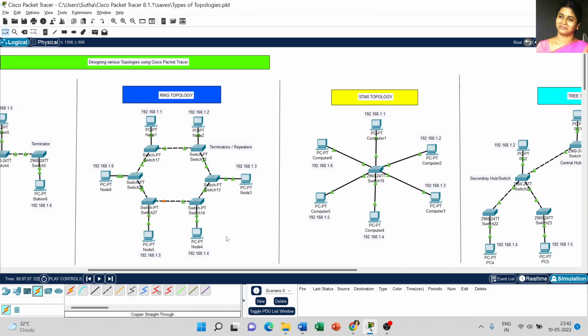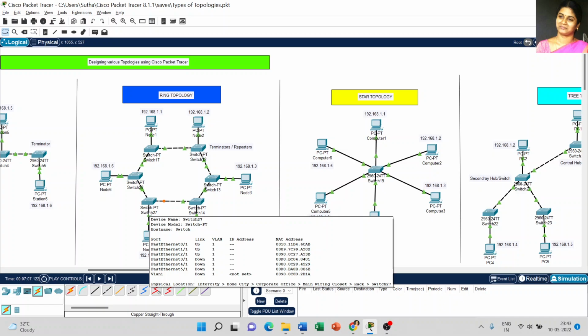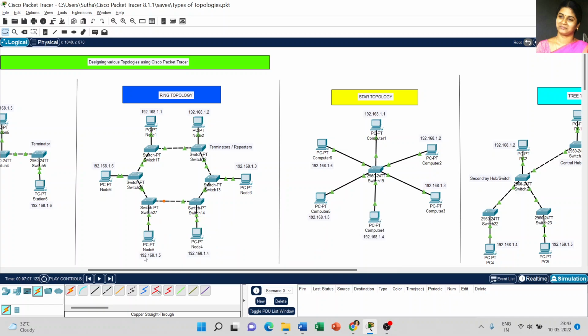Now coming to that part, if the data is transferred in a unidirectional way, only one direction, the data is transferred from any node. If it is bidirectional, the data is transferred in both directions. So for example, node 1 sends the data to, for example, node 5. In case it is unidirectional, it comes this way: switch 17, 28, 27, and in a short time it will reach node number 5.